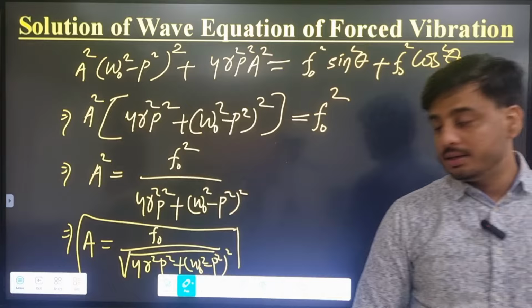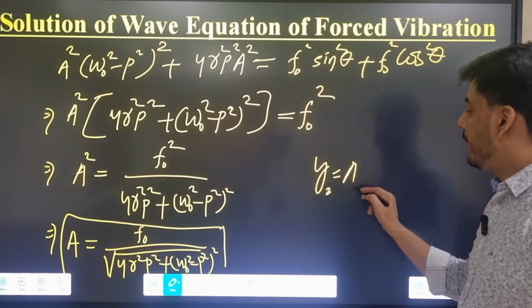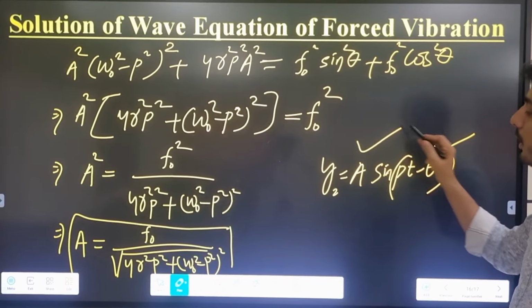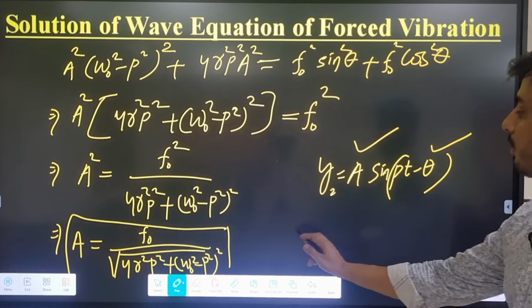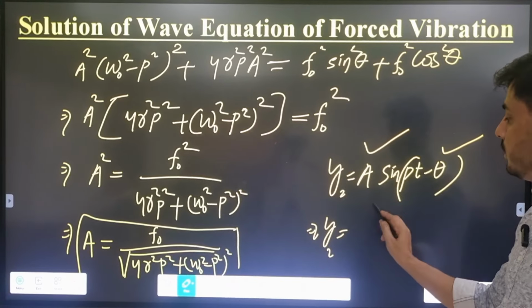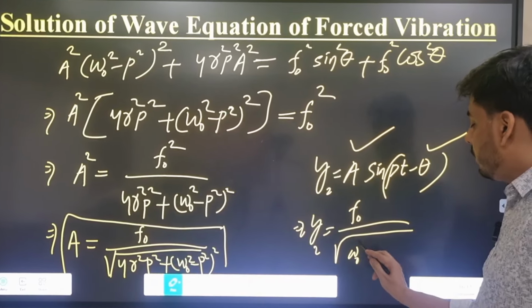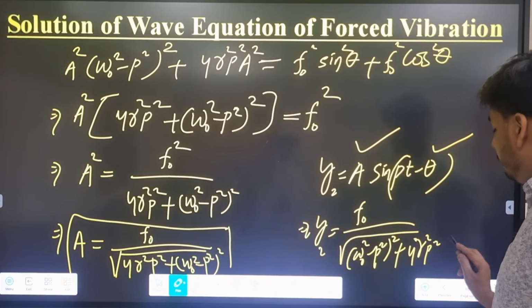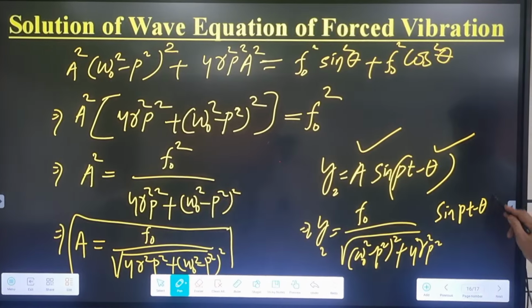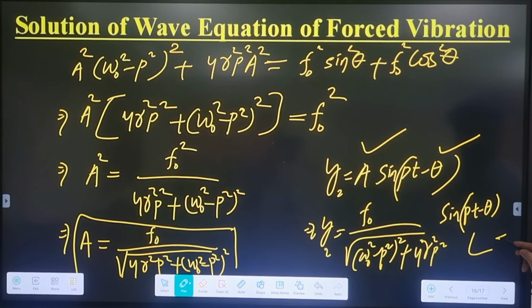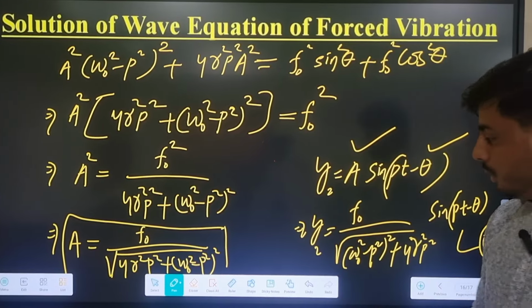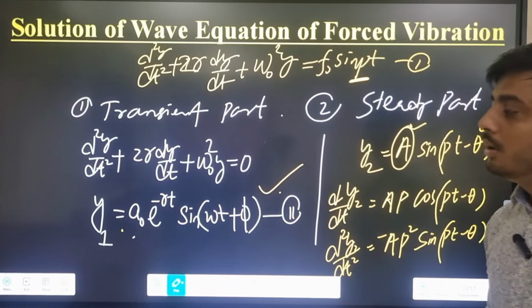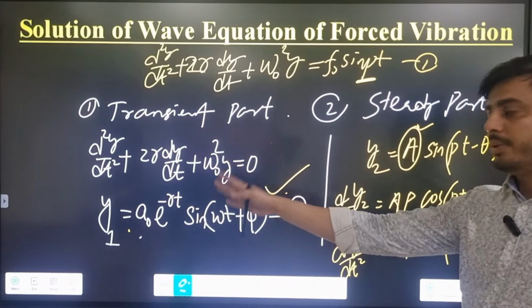So what we have calculated here is that the expression we used, y2 equal to a sine pt minus theta. Once we calculated theta and then a, we have the solution in the form of y2 equal to f naught divided by the square root of omega naught square minus p square whole square plus 4r square p square, times sine pt minus theta. So this is our next equation. Clear? This y2 is the solution of the steady part, and here we have written the solution of the transient part. We have two different solutions here, one for the transient part and one for the steady part.